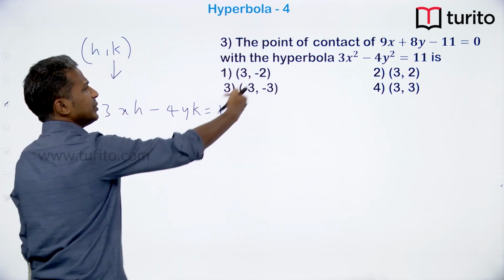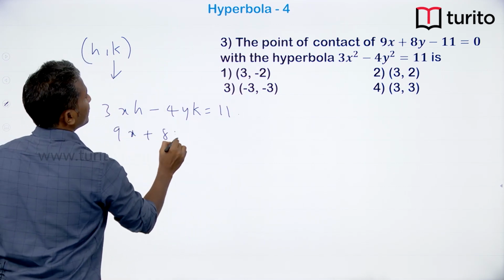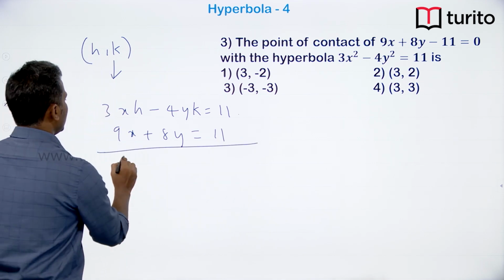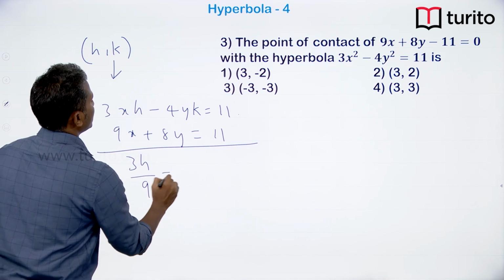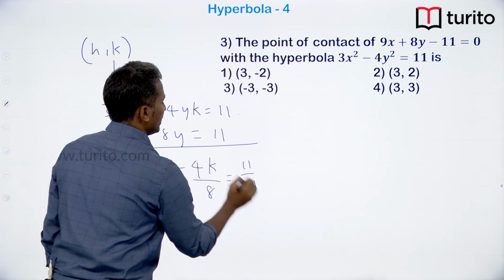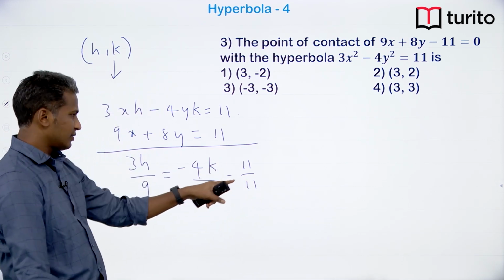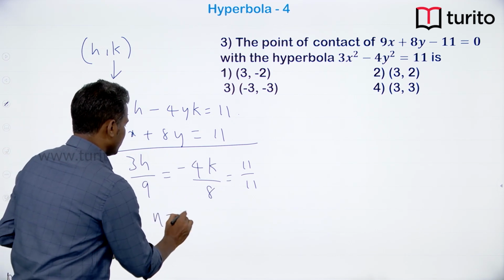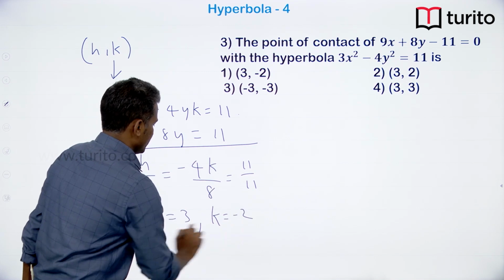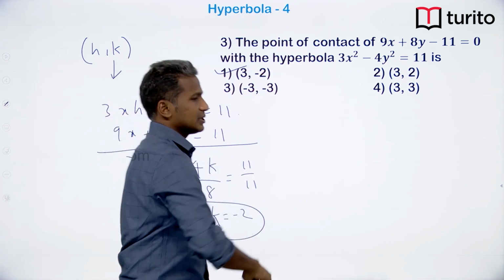So let us compare this straightforward with the given line, which is 9x plus 8y equal to 11. If we compare these two, what do we get? 3h by 9 is equal to minus 4k by 8 equal to 11 by 11. So 11 by 11 is anyways 1. If I equate the first one with 1, I get h equal to 3, and if I equate this, I get k equal to minus 2. So this way we can find the point, which is of course option 1.